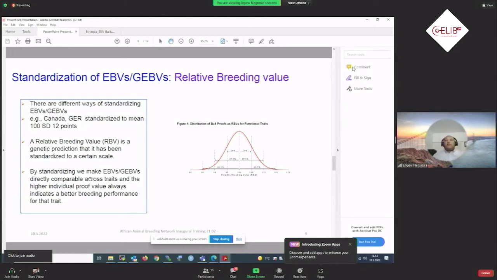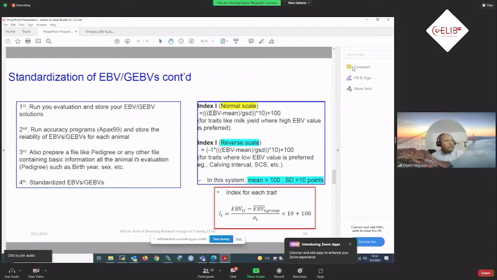For example, if you look at the milk yield of the animal or the fertility, if it is standardized to a mean of 100, you can see, is he above 100 in milk yield? Is he also above 100 or below 100 in fertility? So you can easily compare across traits. So how do we standardize our breeding values? It's a very simple process.